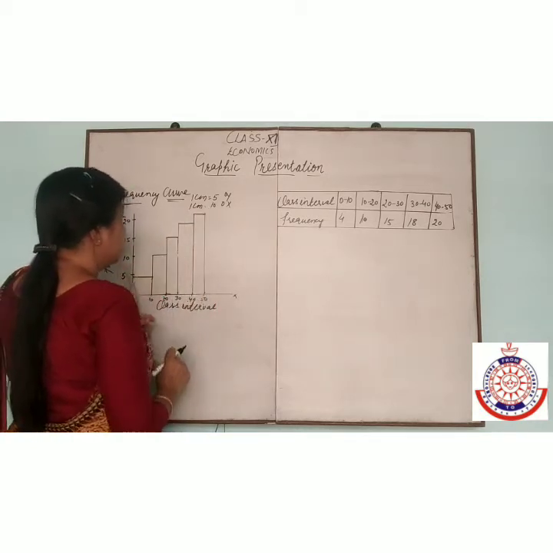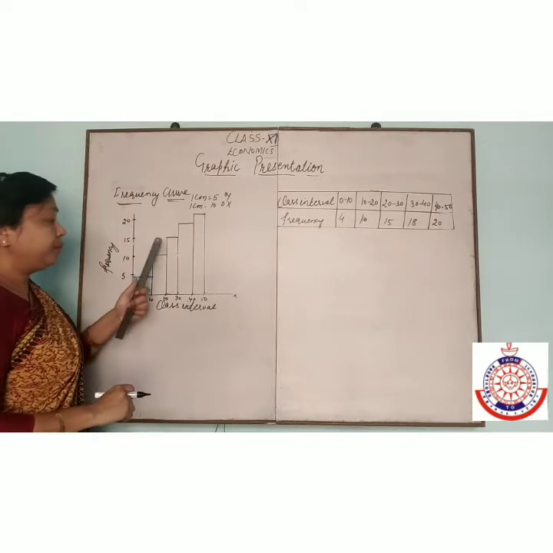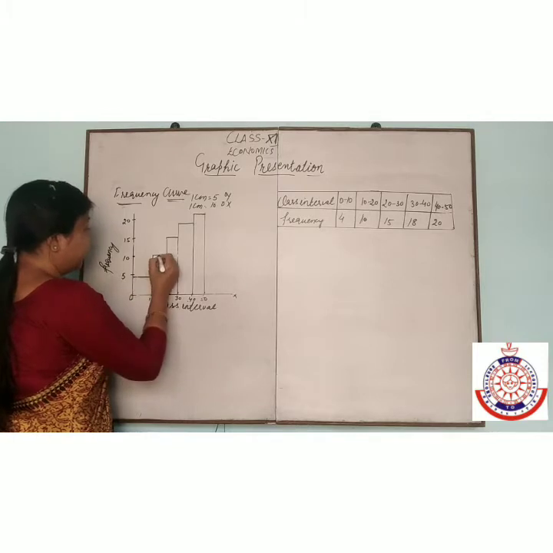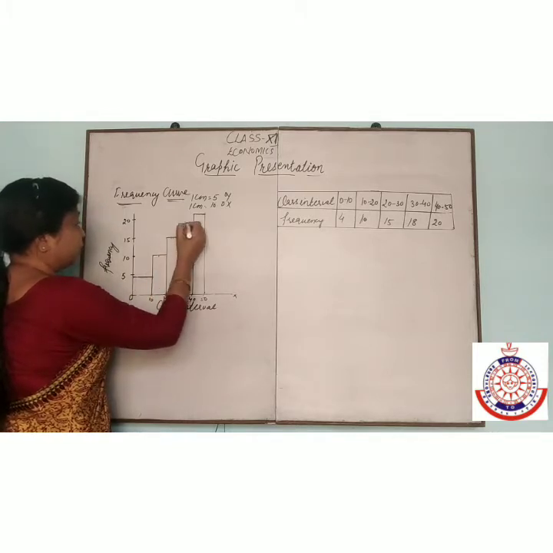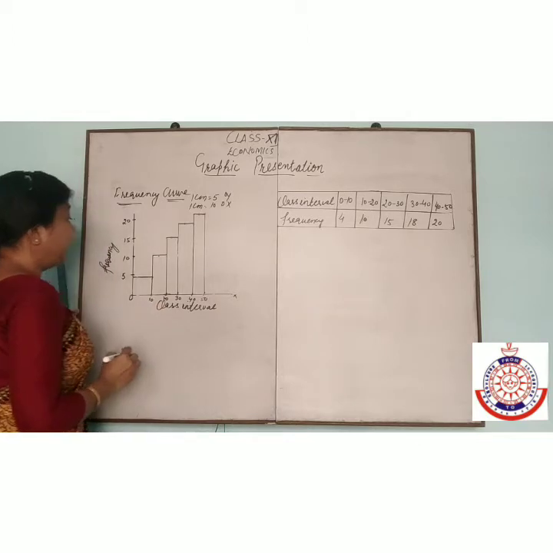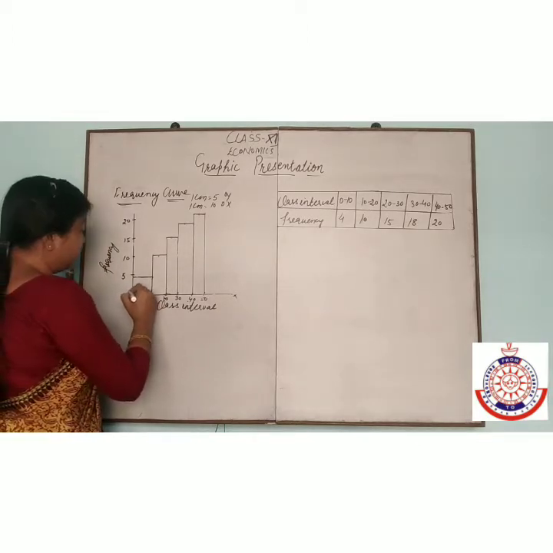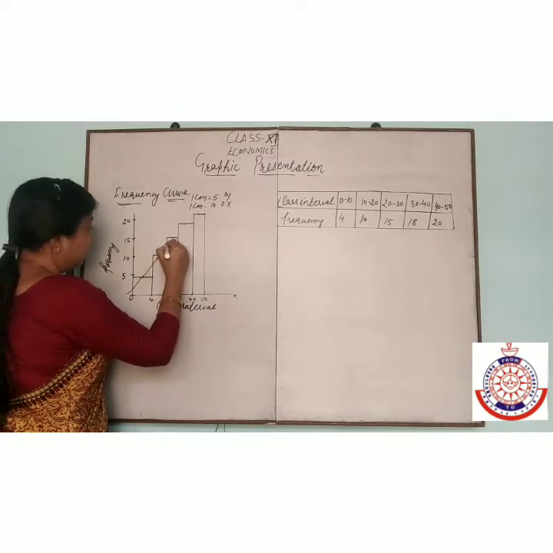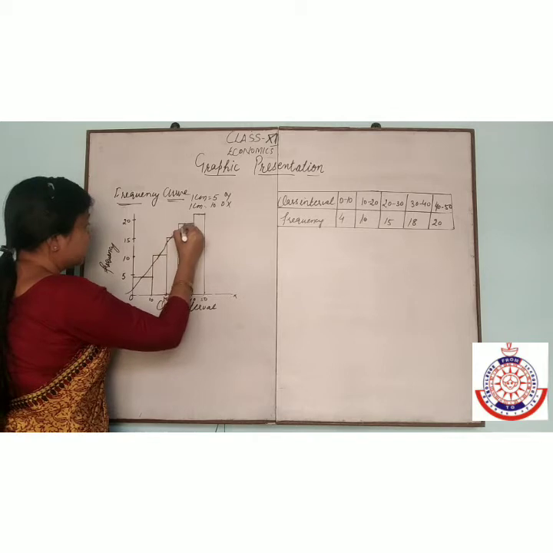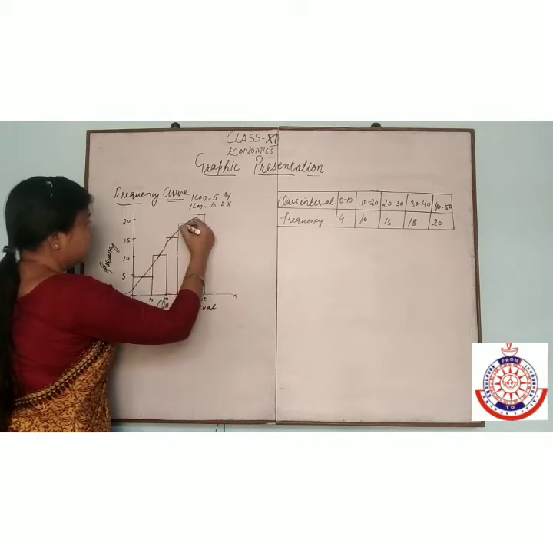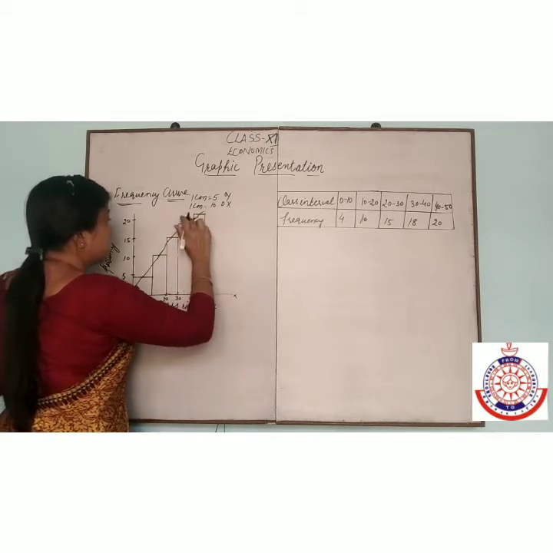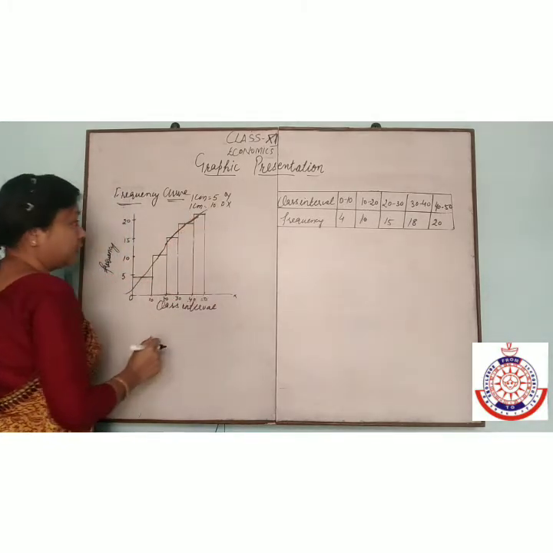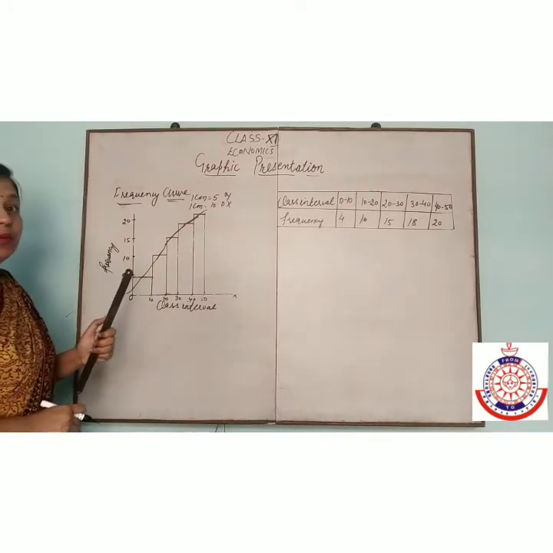Now, in the first step, we have to make the histogram. In the second step, we have to find the midpoints of all these. And now we have to join all these points with a freehand curve, that is known as a frequency curve. This is our frequency curve when we join all these points freehand. So this is how we can draw the frequency curve.